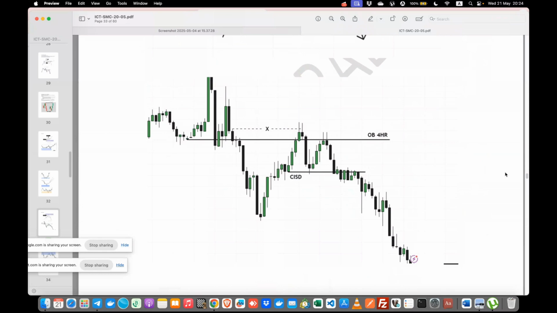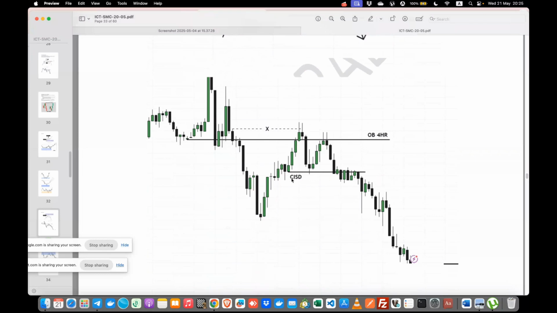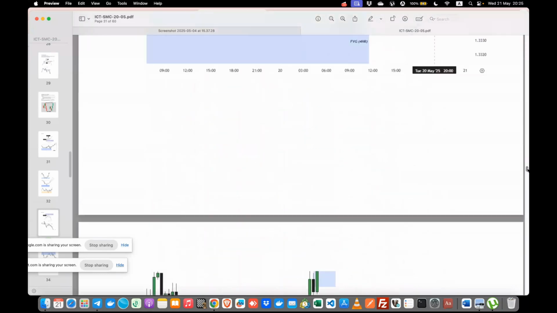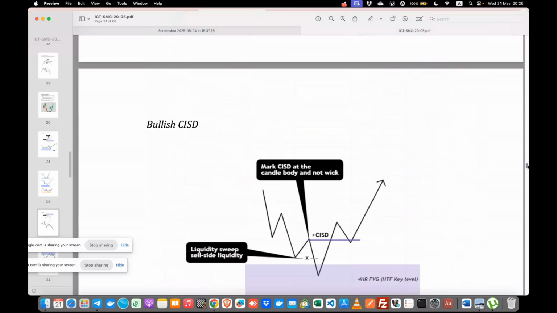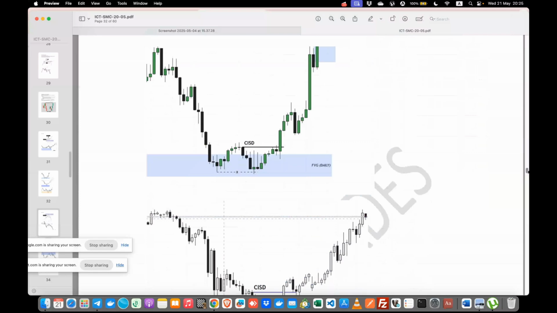So that is it about change in state of delivery. And the difference, don't confuse change in state of delivery with market structure shift. You realize that change in state of delivery is marking the candle bodies. Market structure shift and change in state of delivery normally happen around the same region, but you'll find that for market structure shift, you will mark the wick.